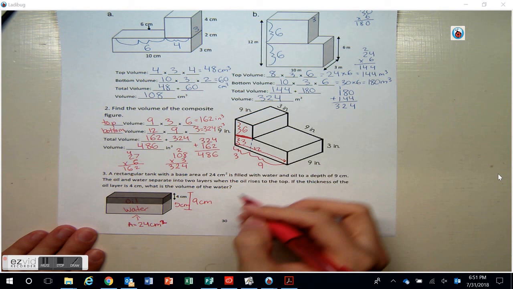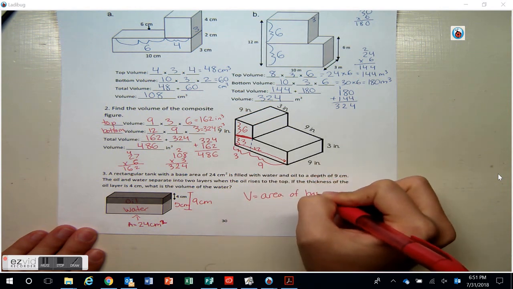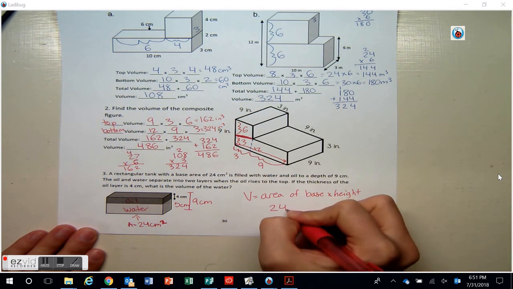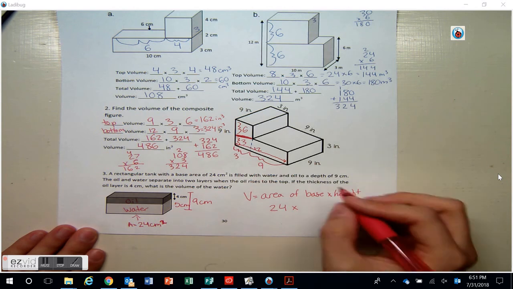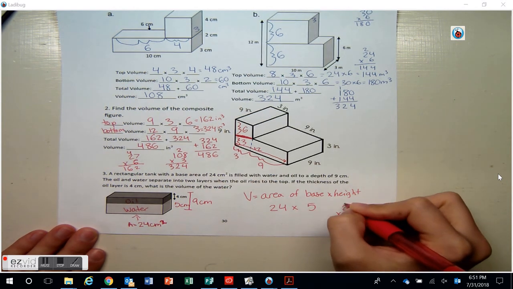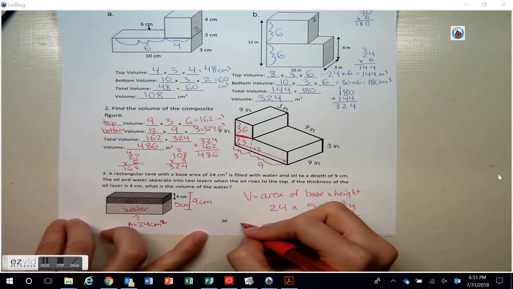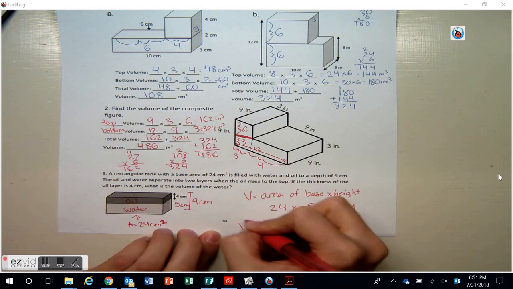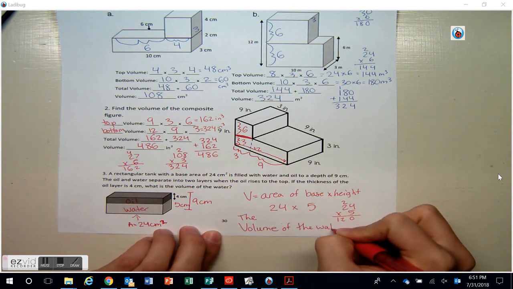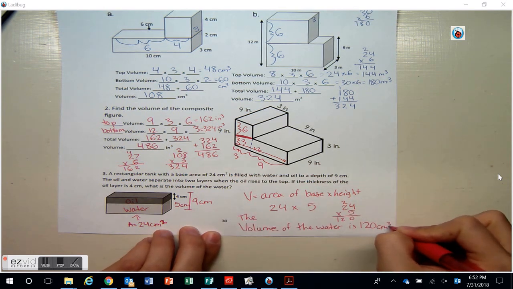So to find the volume, I'm going to use area of base times height. The area of the base is 24. I'm going to multiply it by the height of the water. So now I have 24 times 5. 5 times 4 is 20. 5 times 2 is 10, plus 2 is 12. The volume of the water is 120 centimeters cubed.